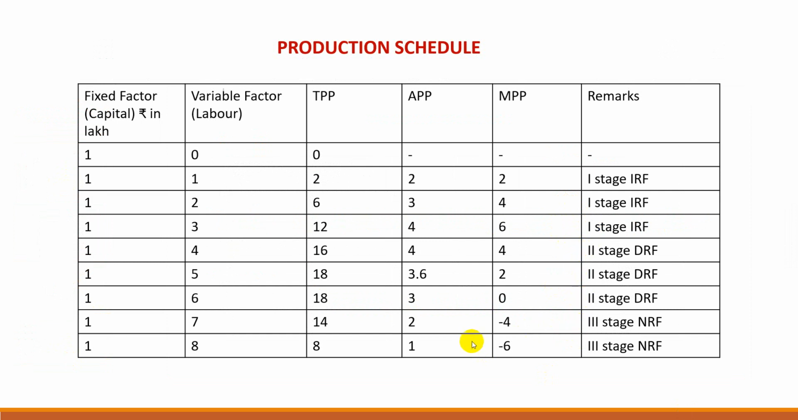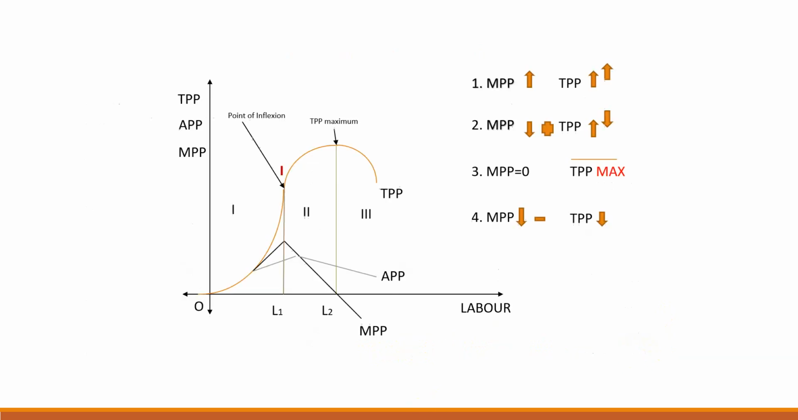Stage 3 occurs at 7 units of employment of the variable factor and 8 units of employment of the variable factor. Negative returns to a factor. In your diagram, we find that beyond OL2 employment of labor, stage 3 occurs. In stage 3, MPP is negative and TPP slopes downward. So in which stage does TPP slope downward? In the third stage, negative returns to a factor.